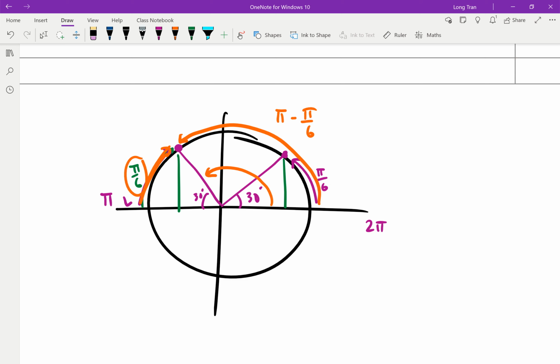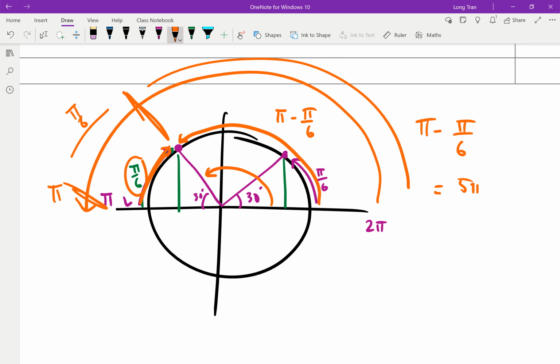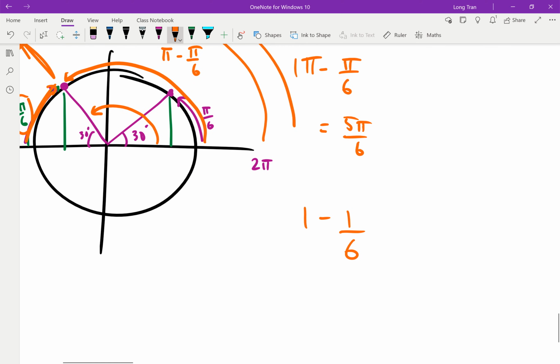You know the distance from here to here was pi, true? And then you know that from here to here is pi on 6. So to get the remaining, you would say pi minus pi on 6, which I know is 5 pi on 6, because I can do 1 minus 1 on 6. For those who struggle with fractions, the trick that I do is 6 times 1, 6 minus 1 is 5 on 6. So that's why I know it's 5 pi on 6.